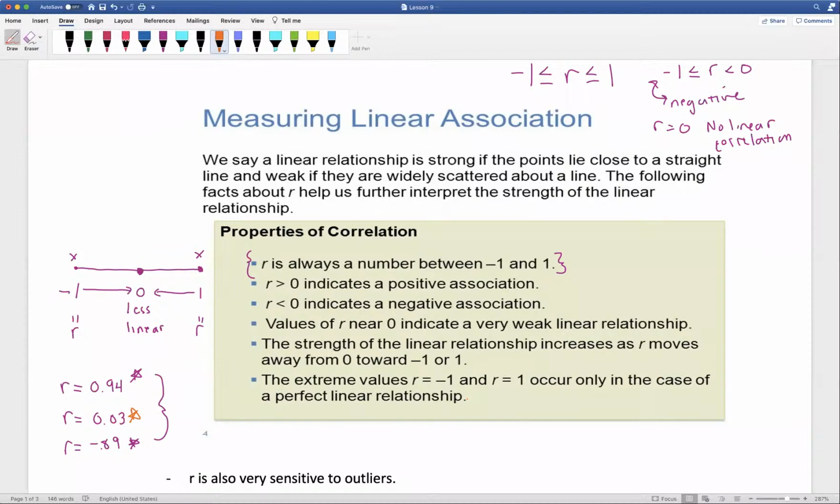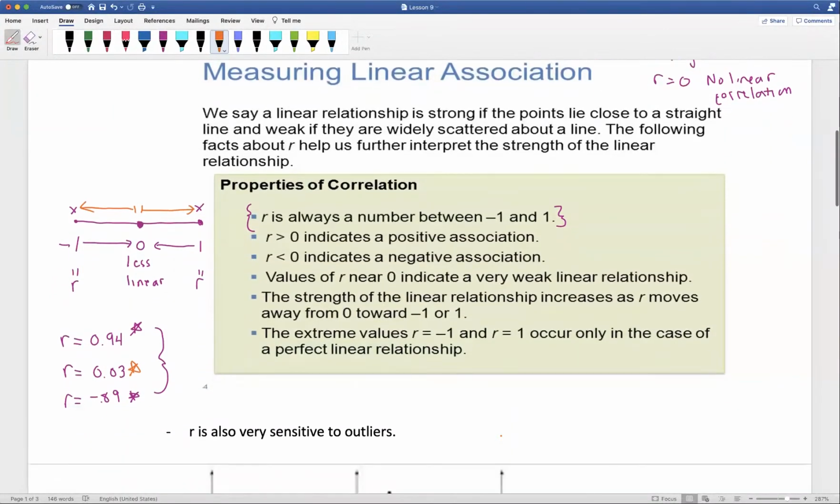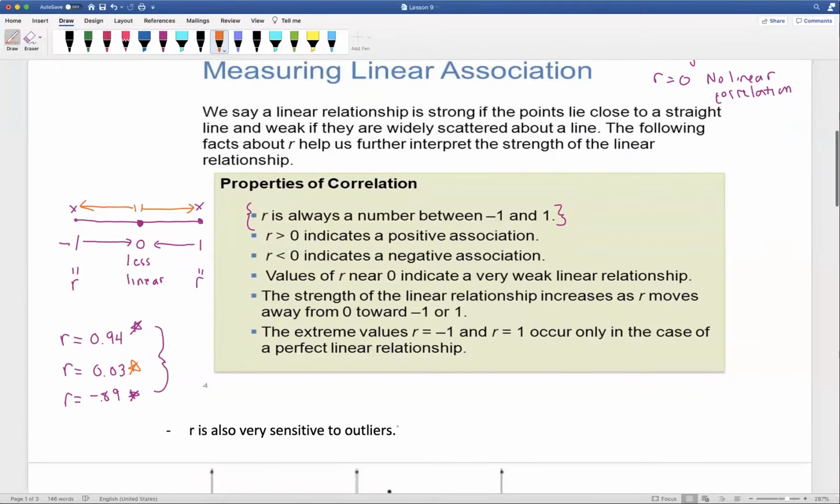So the strength of the linear relationship increases as R moves away from 0, closer to +1 and -1. Now the extreme values of R equals -1 and R equals 1, again, that means you have a perfect linear relationship, and that occurs only in the case of a perfect line. So what that means is all of these ordered pairs line up perfectly and you can draw one line through them.